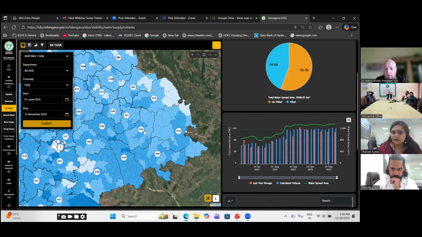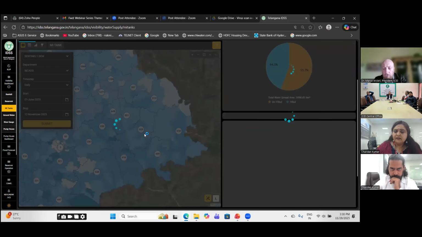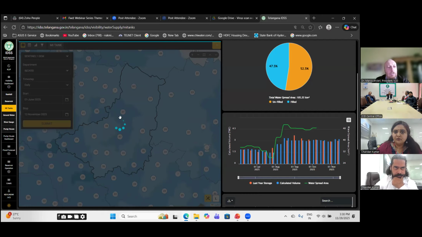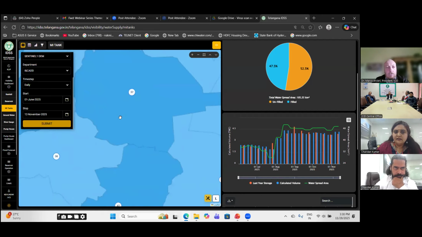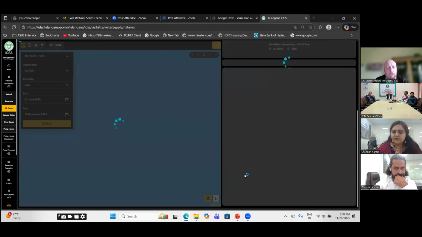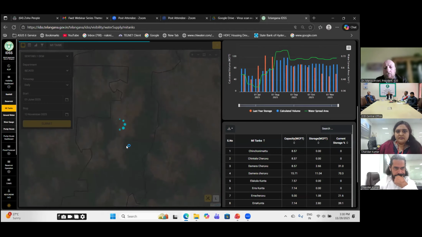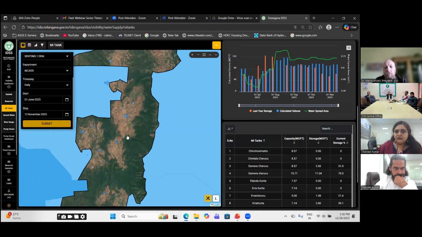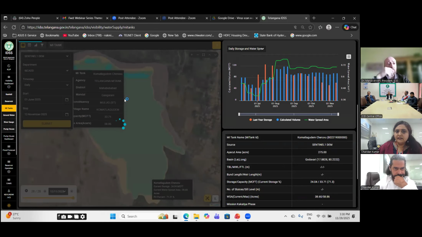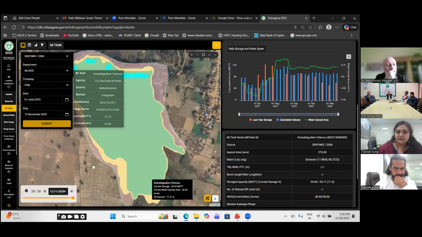I would like to drill down into one of the tanks. For example, if I click on a particular district, and this is Mehboobabad, and if I want to drill down much more and understand the tank information I want to know, I'll go over here, I'll click on it, and I'll get the information which Chandan was explaining. I just want to show hands-on here.